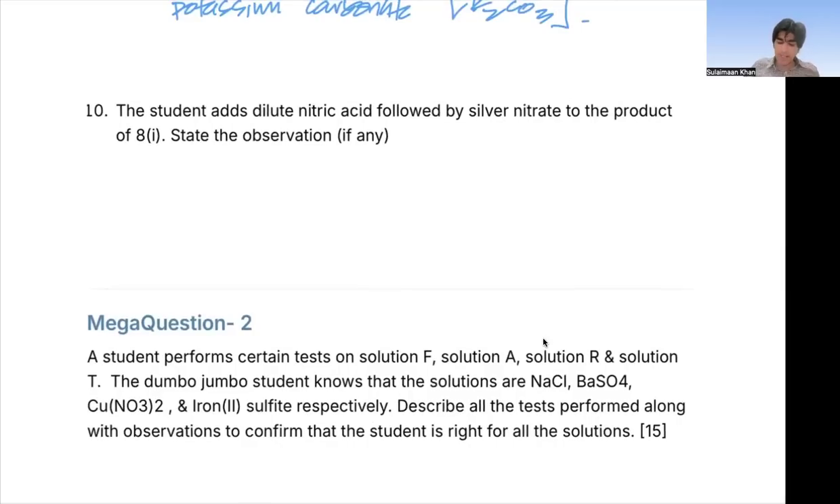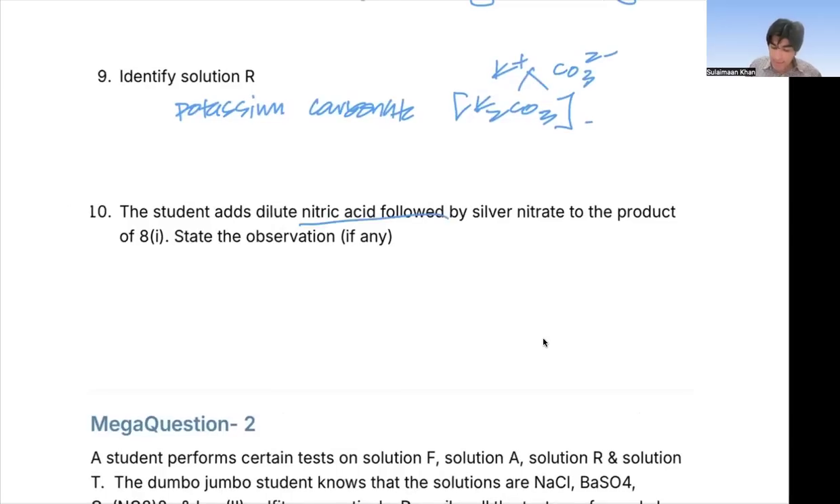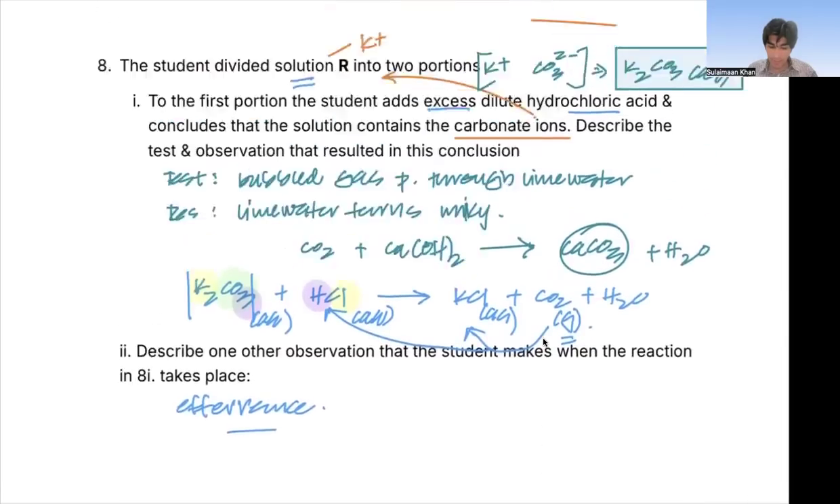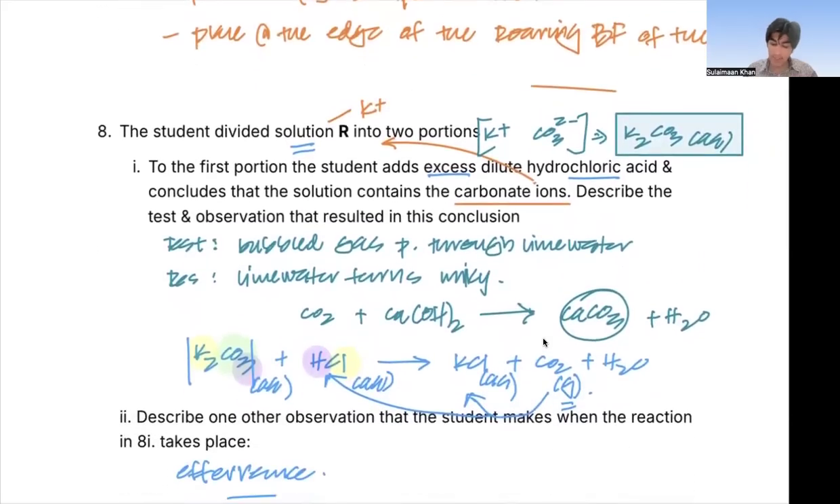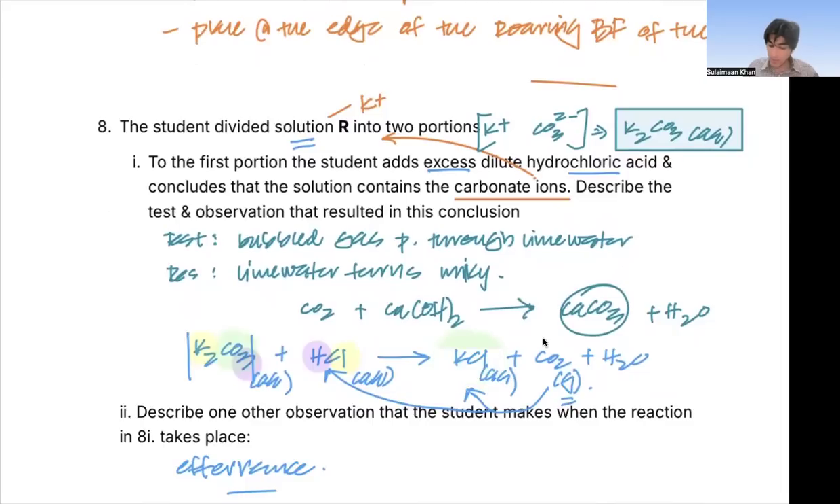Acha. The student adds dilute nitric acid followed by silver nitrate to the product of A part 1. Aha, this is a fun question. Look, he's adding nitric acid and then he's adding silver nitrate. What is this a test for? This is a test for halide ions. Now, the product of A part 1. What's the product of A part 1? What was formed in A part 1? Look, that's why I expect you guys to know your equations. Potassium chloride is the product of A part 1.